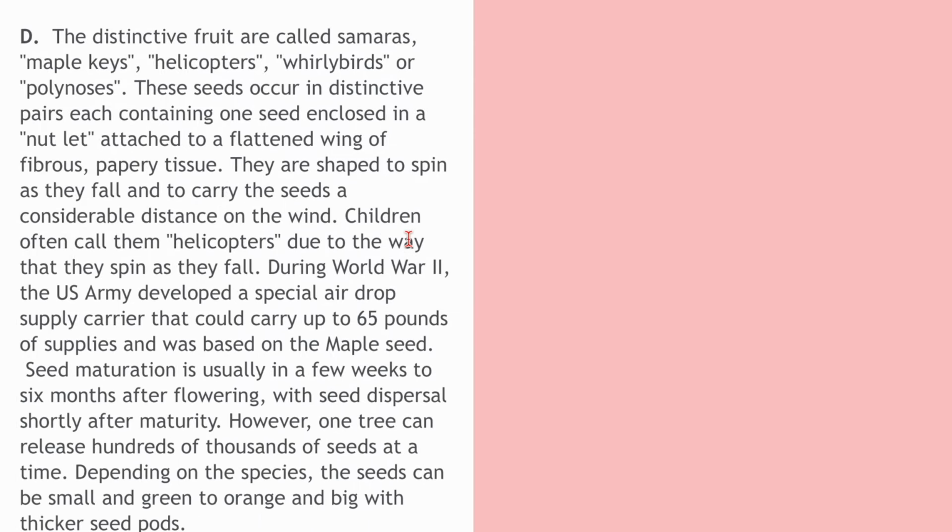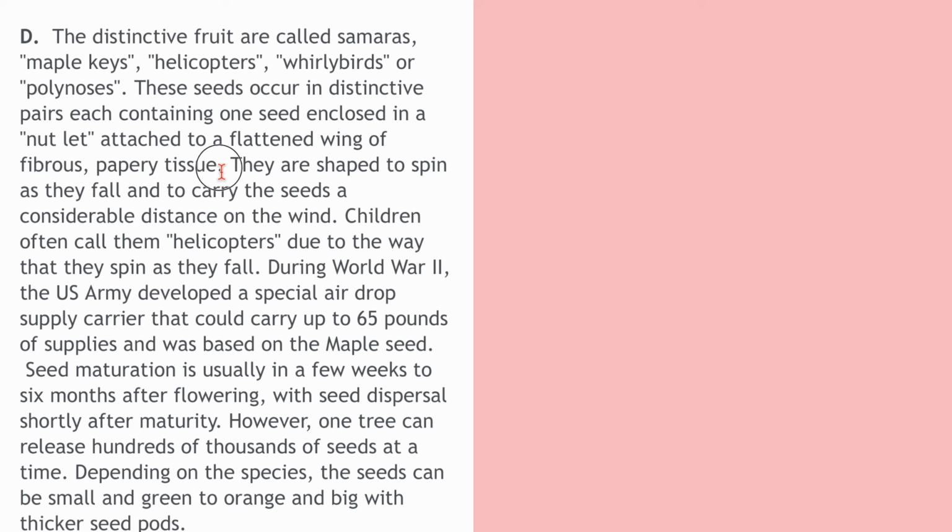The distinctive fruit are called samaras, maple keys, helicopters, whirlybirds, or polynoses. These seeds occur in distinctive pairs, each containing one seed enclosed in a nutlet attached to a flattened wing of fibrous papery tissue.